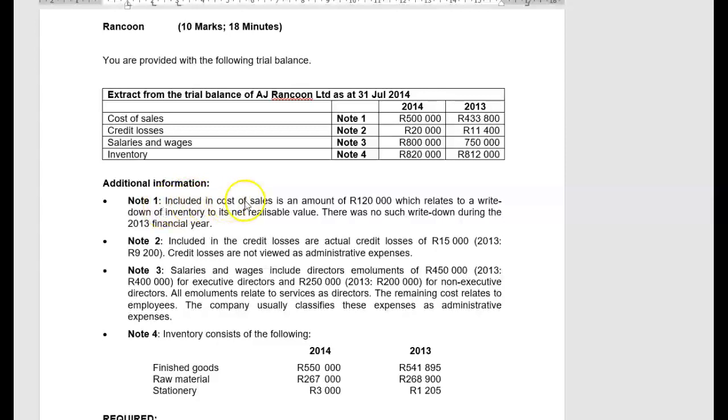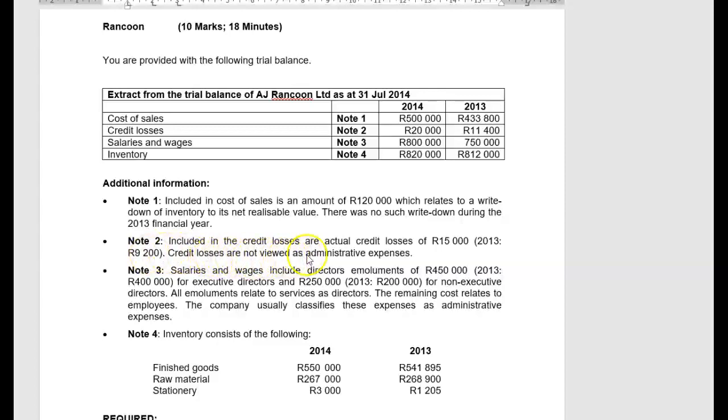Now note 1, included in the cost of sales is an amount of 120,000 which relates to a write-down of inventory to its net realizable value. There was no such write-down during the 2013 financial year. Included in the credit losses are actual credit losses of 15,000 Rand, 2013, 9,200 Rand.